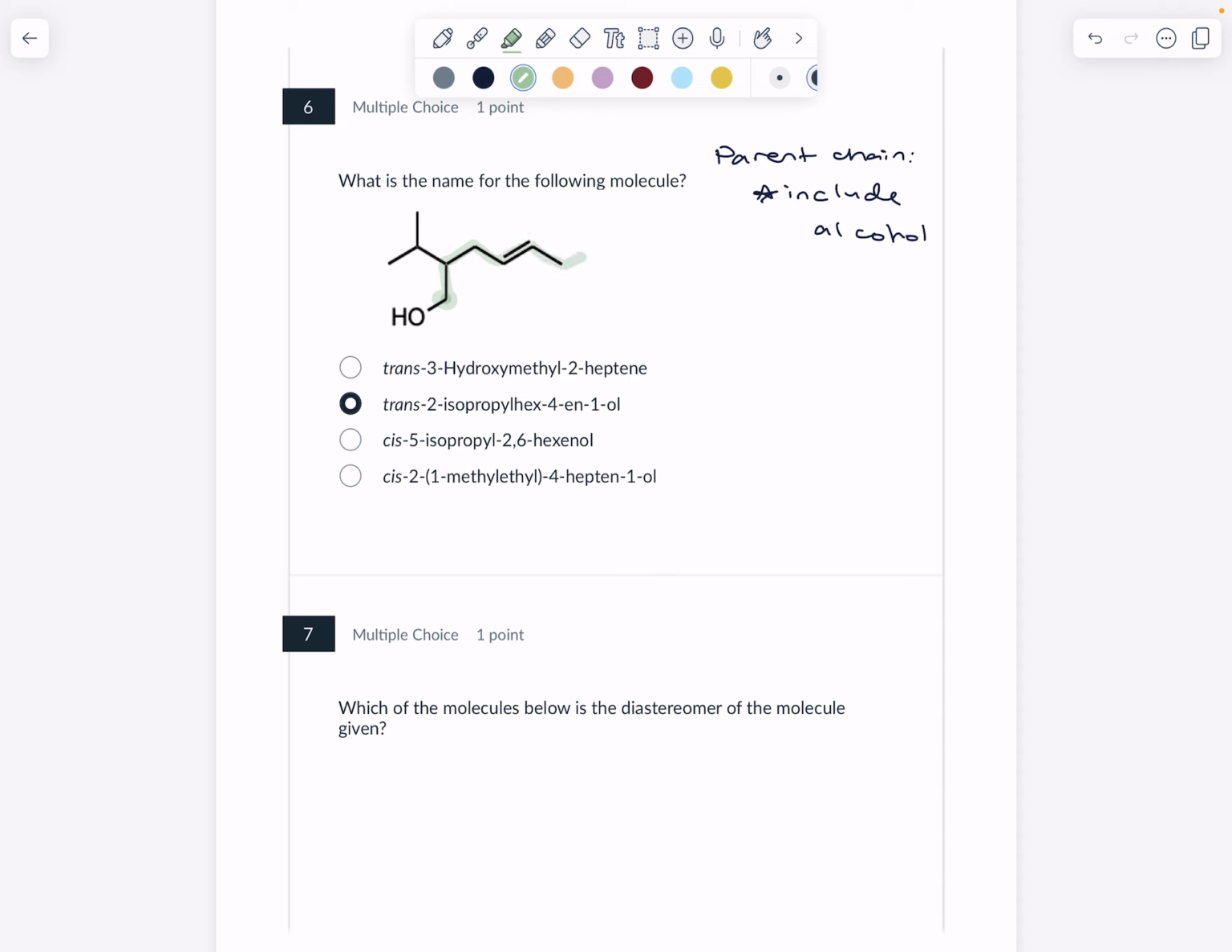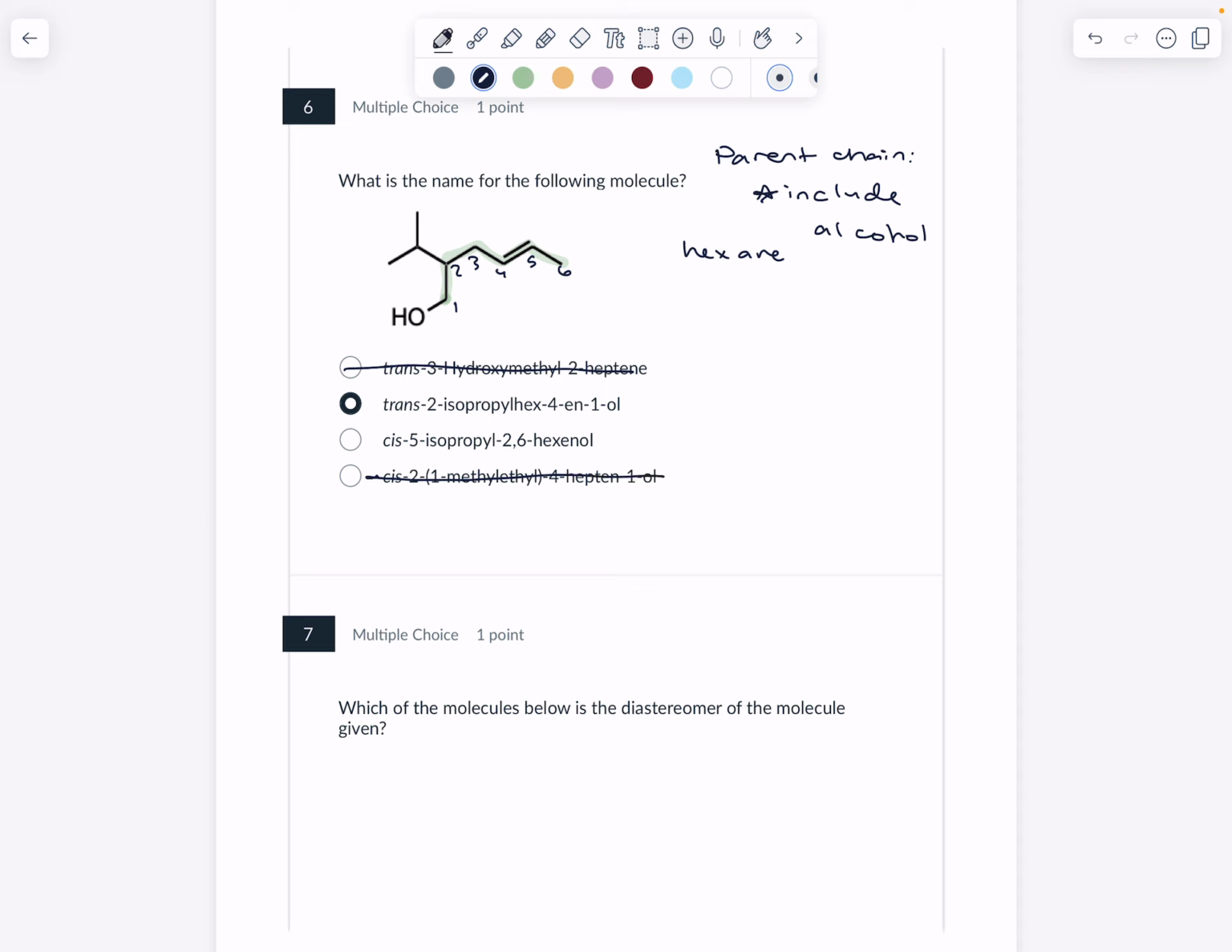And I can either go to the left, which only has 2 carbons, or to the right, which has a lot more. So I'm going to go to the right, and that is the longest chain I can find. So we have 1, 2, 3, 4, 5, 6. So this parent chain is hexane. So if you just knew that one rule that the alcohol has to be included, then you could get rid of the heptene and this heptene here as well.